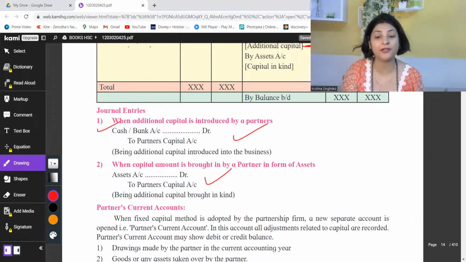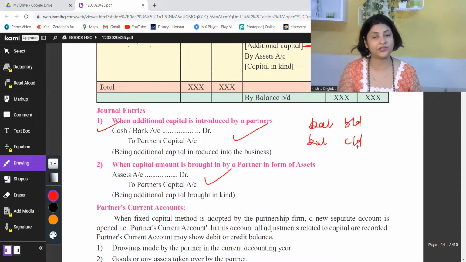Obviously, you may not have any entry for balance brought down and balance carried down. There are no entries passed. Journal entries are not passed for brought forward balances and carried forward balances. So no entries for that.